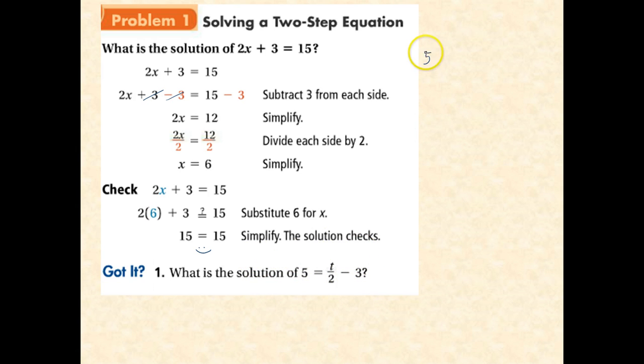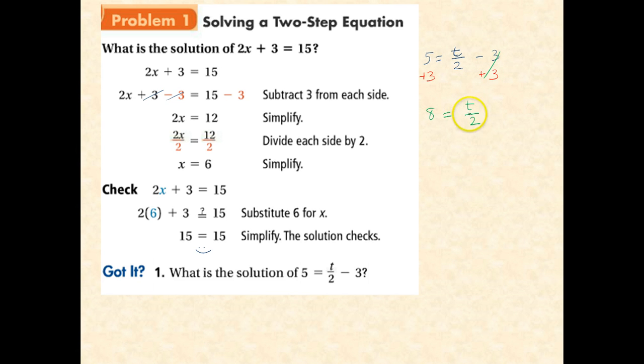Alright, so we got 5 equals t divided by 2 minus 3. Now look at your variable. t is your variable that you want to isolate. And what operations are being done around that variable? We've got dividing by 2, and we've got subtracting 3. Reverse order of operations tells us we're going to get rid of the subtracting 3 first. So I will add 3 to both sides. And 5 plus 3 is 8 equals, these cancel, t over 2.